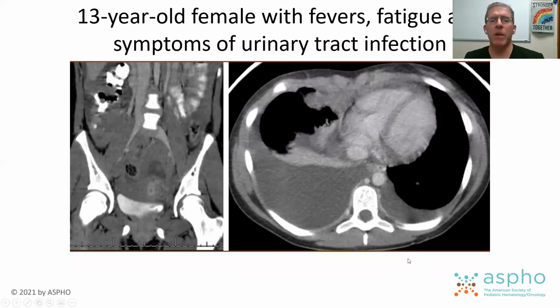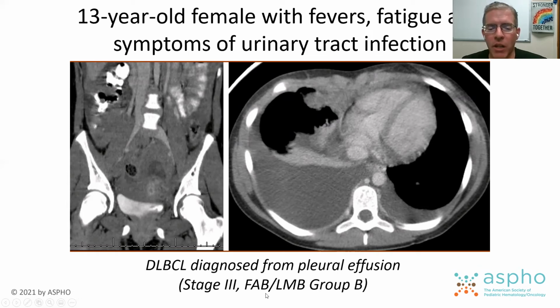Here's a 13-year-old female with fevers, fatigue, and symptoms of a urinary tract infection with frequency and urgency. You can see that her bladder is compressed by this abdominal mass, and she had a sympathetic pleural effusion. She also had stage 3 diffuse large B-cell lymphoma.